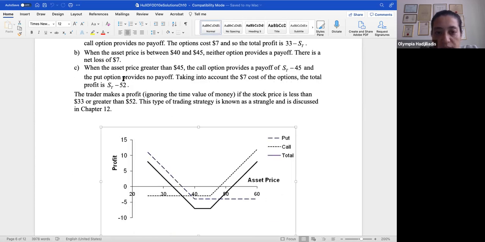When the asset price is greater than $45, the call option provides a payoff of ST minus 45, and the put option provides no payoff. Taking into account the $7 cost of the options, the total profit is ST minus 52. The trader makes a profit, ignoring the time value of money, if the stock price is less than 33 or greater than 52. This is known as a strangle, okay?